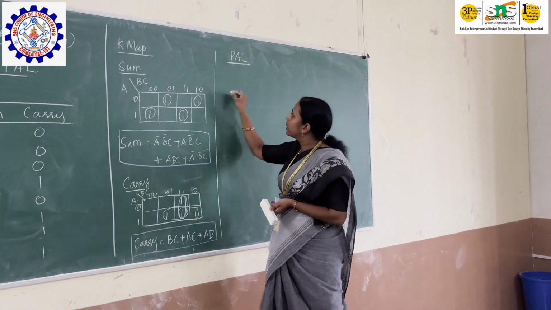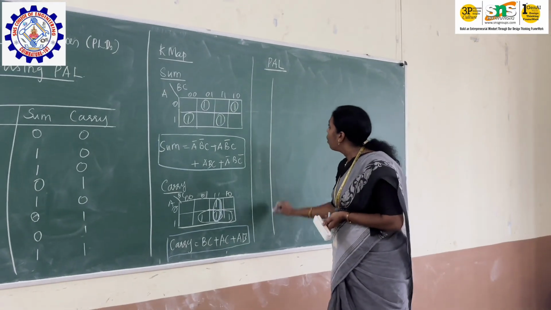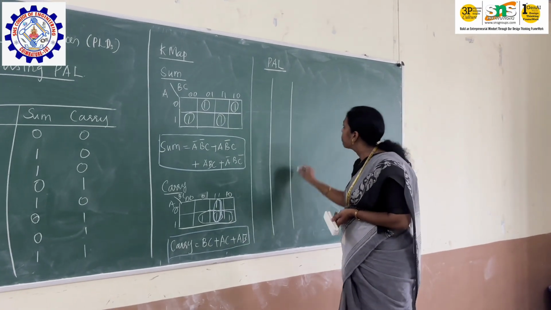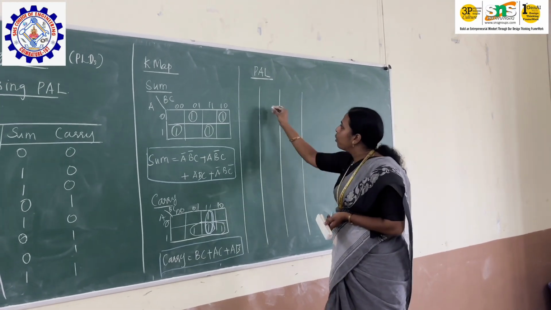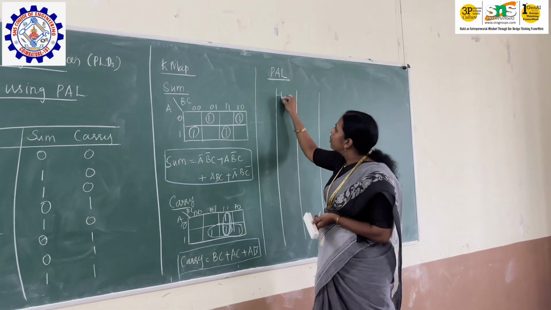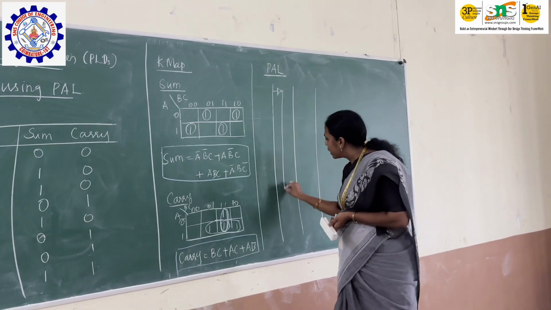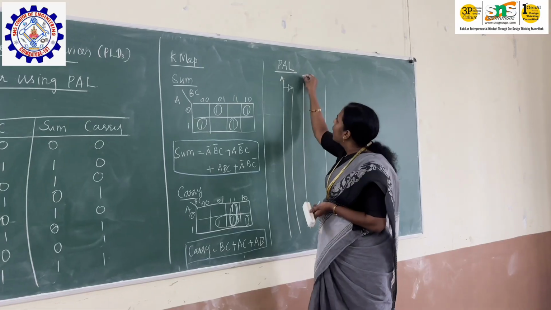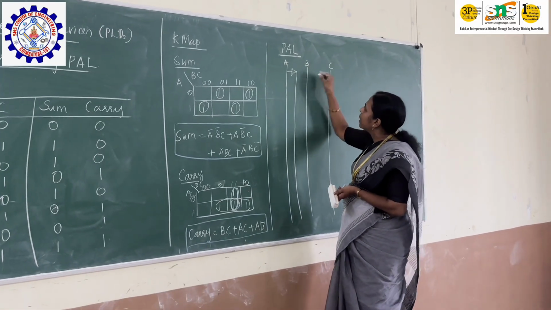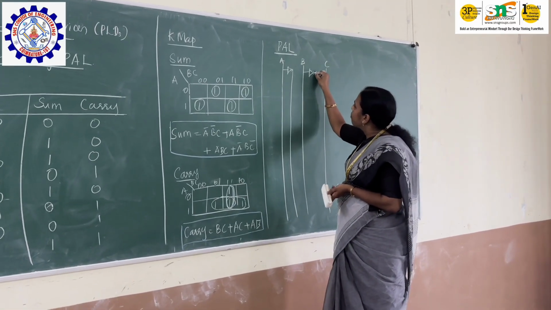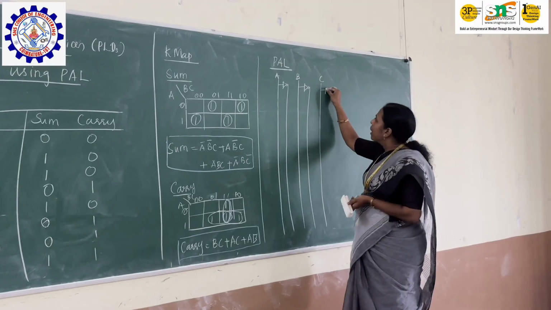So first we have 3 inputs. Let us consider all the 3 inputs A, B and C, and also we have inverted versions. So using an inverter, let us consider A dash. I am considering this as A, B, C, and so this will be A dash, B dash and C dash.